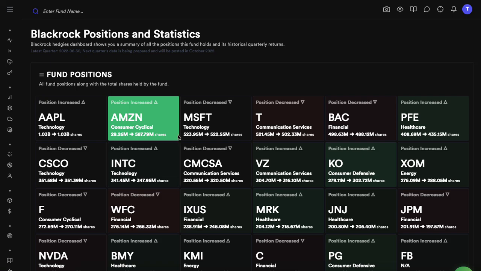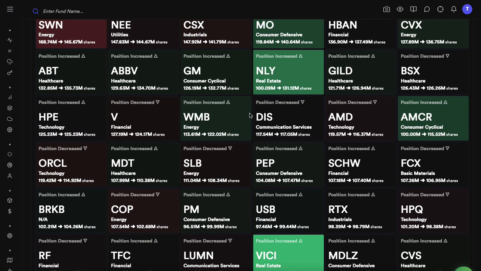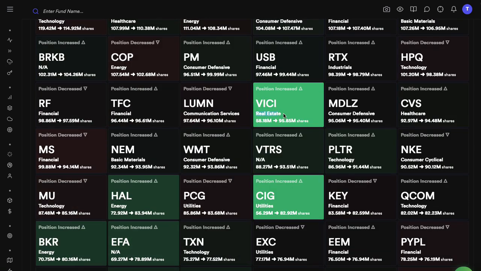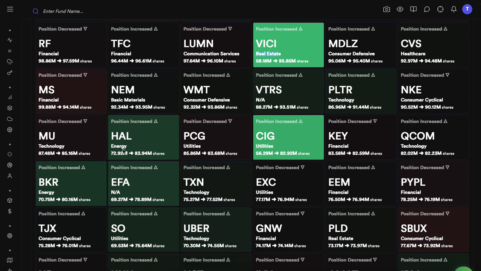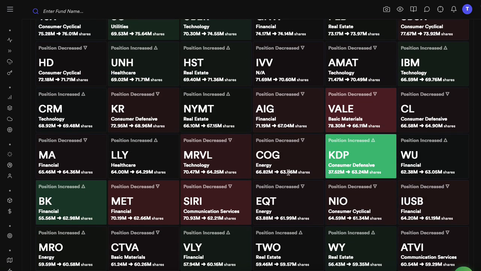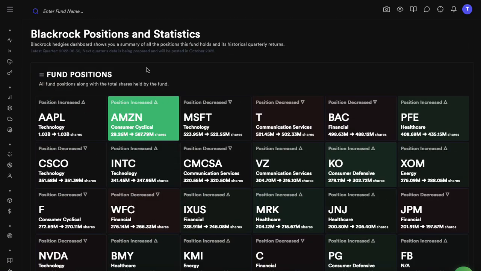So if we're just talking about BlackRock, they bought a big position in Amazon. NLY, it's something to do with real estate. So it looks like they have been buying some positions in real estate, some in energy. Again, good to see. So you can see this trend. They're buying energy, they were buying real estate. Not much technology here, which is again interesting to see.